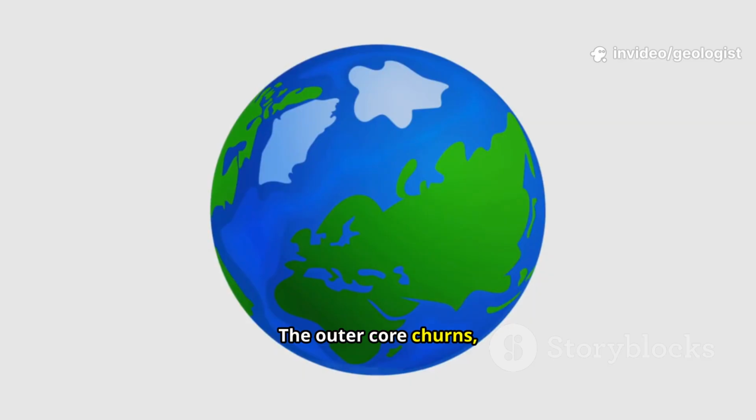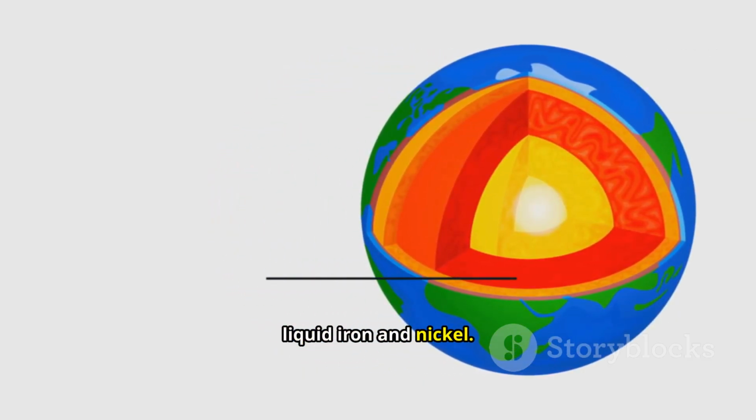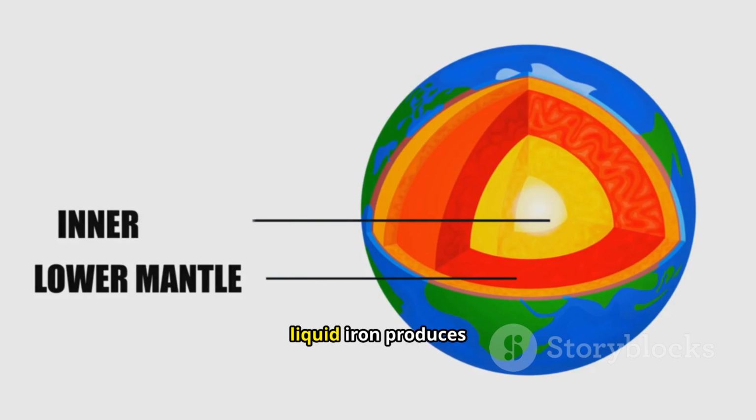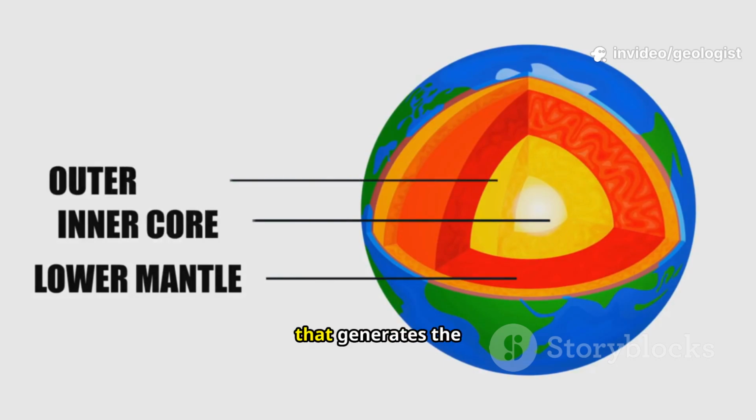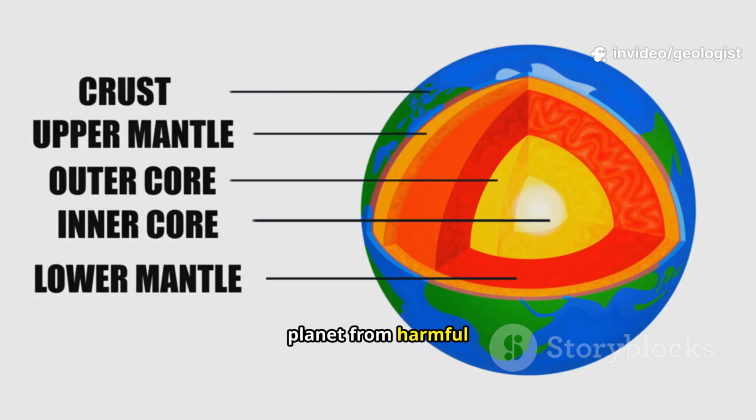The outer core churns, rotates or spins and is composed of liquid iron and nickel. Now the flow or movement of the liquid iron produces electrical currents that generate the Earth's electromagnetic field, which shields our planet from harmful solar radiation. Now the inner core is composed of solid iron and nickel.